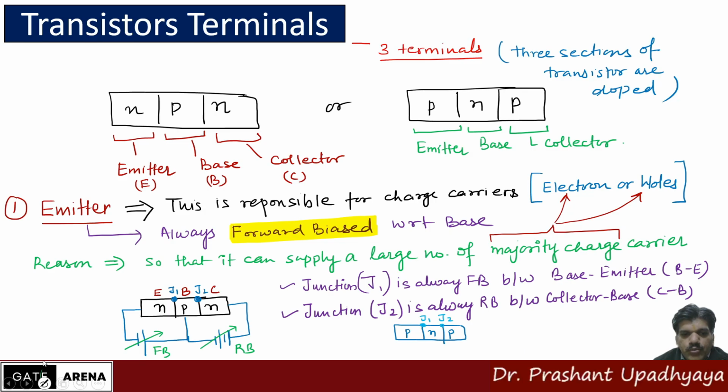So what I have to do is make this junction J1 forward biased. So this is a P. I have to connect it to the positive terminal of a battery, so it will be forward biased. And this P, I want to make this J2 reverse biased, so I will be connecting this P terminal to the negative terminal of a battery. So this will be my forward bias, and this will be my reverse bias.